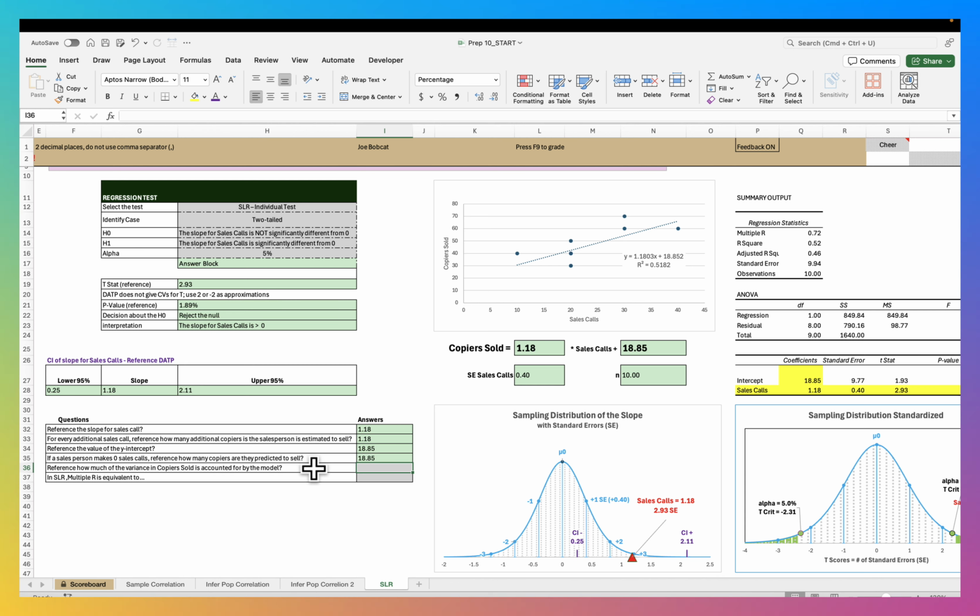Reference how much of the variance in copiers sold is accounted for by the model. So this is actually really good. It tells you kind of how good your model is, the R-squared, and that's why it's on this graph. This is basically saying that this regression equation accounts for 52% of the variance in this line, which means there are other factors accounting for the other 48%. In SLR, multiple R is equivalent to, so that's this number here, and it sure looks like it's equivalent to little r. That's in simple linear regression. In multiple regression, it won't be.